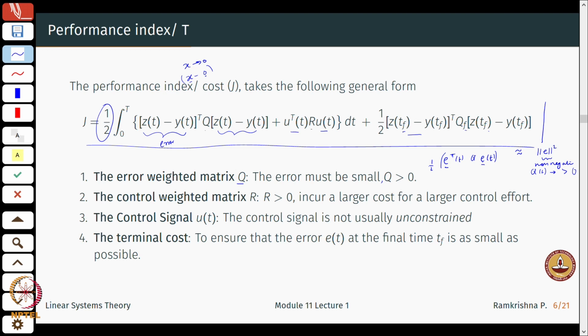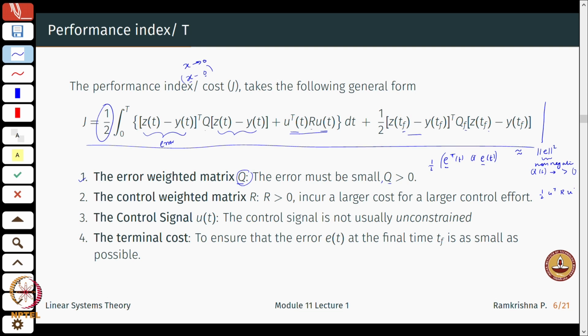Now, the second thing I have is the control weighted matrix. In the first case what we know is that the error weighted matrix Q should be positive definite, right. So we just get some kind of a quantification of the error, and then the error should be small and so on. Okay. So the control weighted matrix also has a form like this. So you have half U transpose R times U.